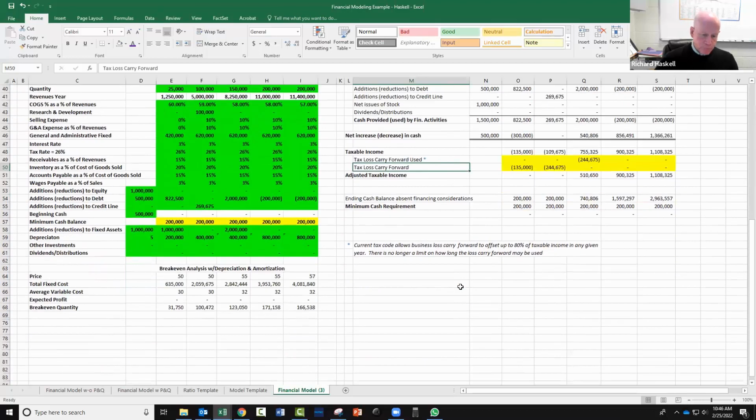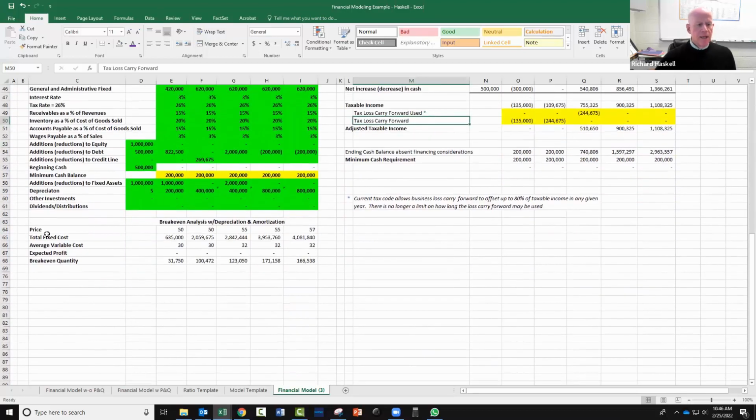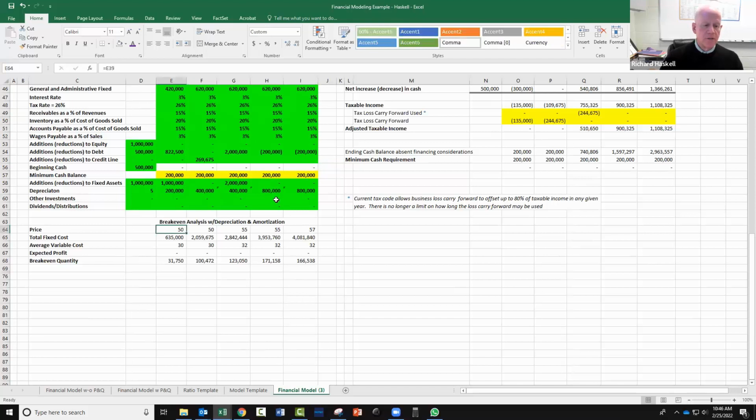Okay, finally, I want to think about the issue of break-even analysis. And I think we know that break-even analysis includes price, total fixed costs, average variable costs, which would be the price minus any cost of goods sold per unit, some expected profit. And if we're really doing true break even, so we expect the profit of 0, we just have profit of 0. And then we can solve, in this case, for the break even quantity. So that's what I've done.